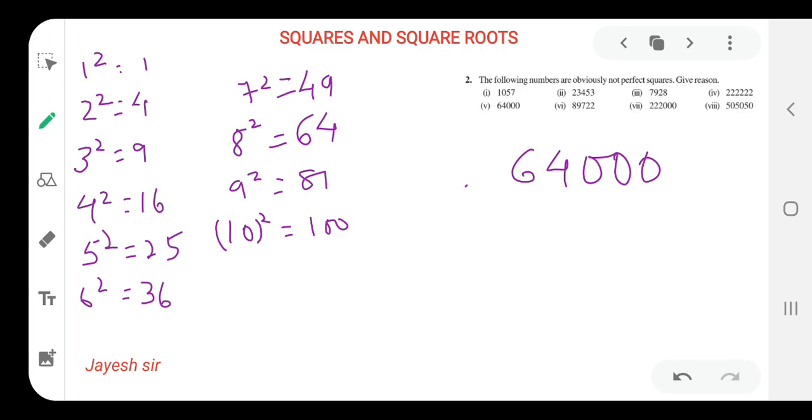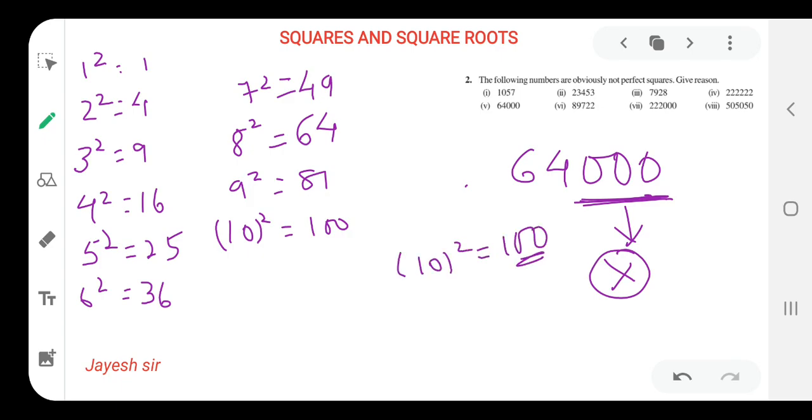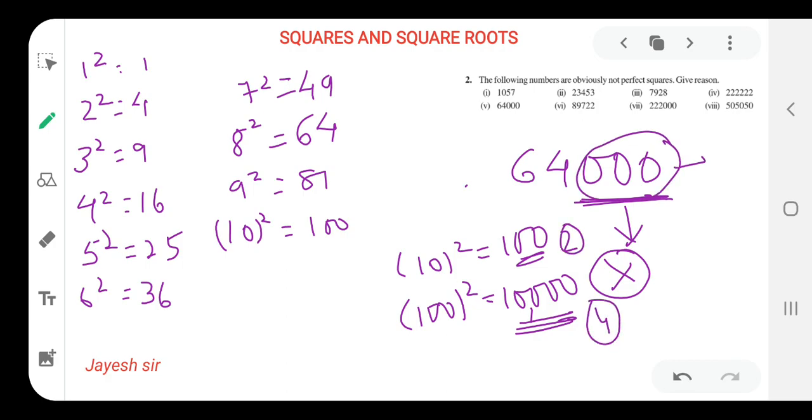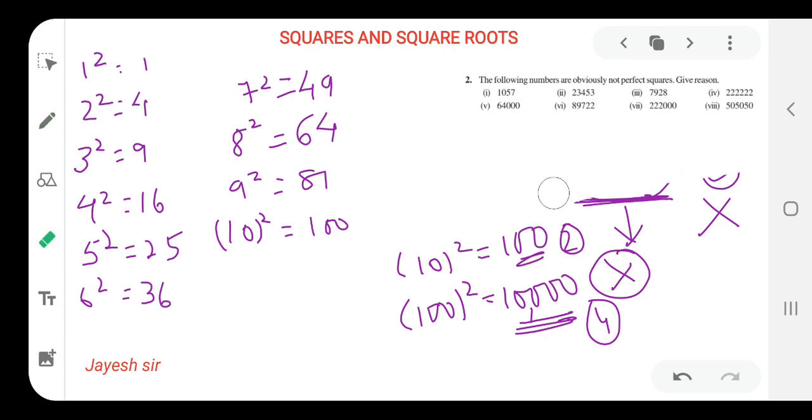As I have already told you in your previous classes also, if 3 zeros are there, then it cannot be the square of any number, because we know that 10 squared equals 100, 2 zeros are there. 100 squared equals 10,000, 4 zeros are there. The number of zeros in the square is always an even number. Here 2 zeros are there, here 4 zeros are there, but in the question 3 zeros are given. We cannot find 3 zeros in any number's square. That's why the number given is not the square of any number. I hope you all might be getting it.